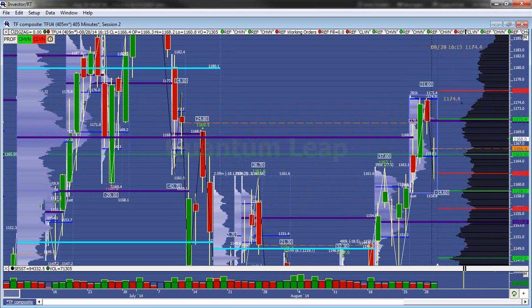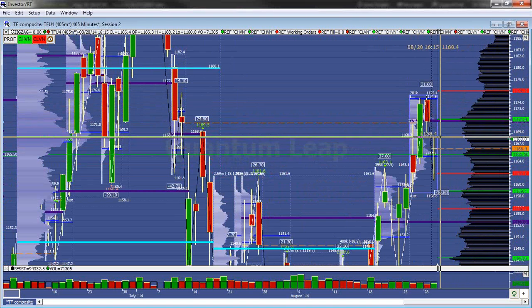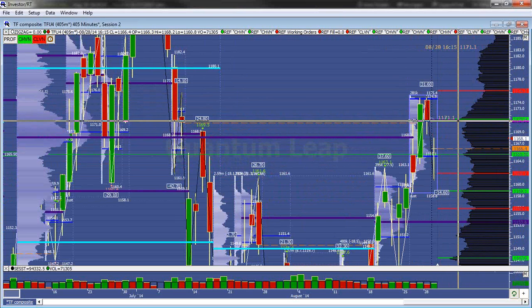There's not much holding us down. We did reverse off of this 1176. That was the CLVN above the balance of 68.30. It still remains the other side of balance above the 71.40.